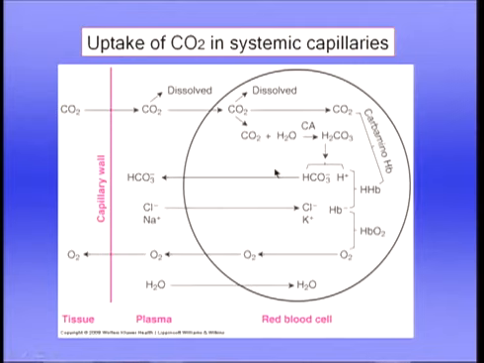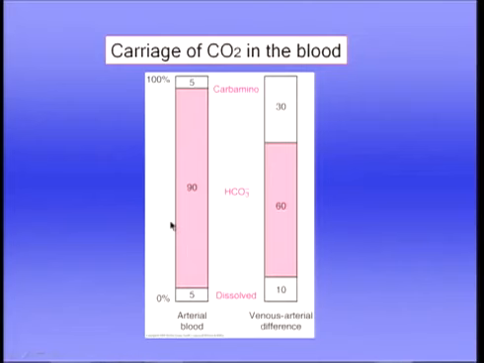It's a complicated picture perhaps, but if you go through it slowly as I've done, I think you'll see it makes sense, and it really puts together all the factors involved in CO2 transport by the blood. So let's just summarize the various forms of CO2 in the blood. You can see that in arterial blood, the vast majority of the CO2 transport is taken up as bicarbonate. Only 5% is in the dissolved form, and only 5% is in the carbamino form.